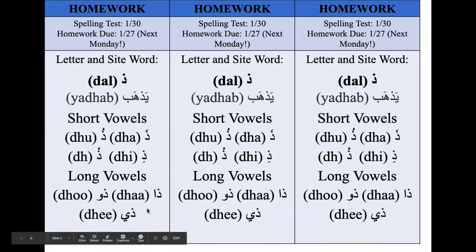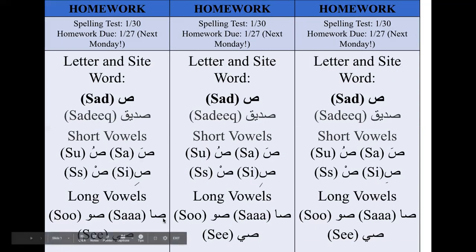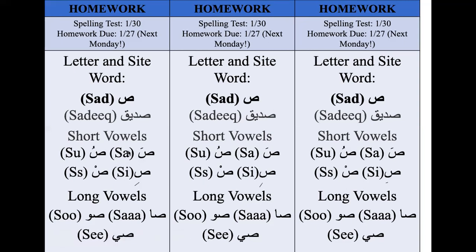When we move down to long vowels, they are friends with one another. So you have your short A here, and here you have your long A. Here you have your short oo, and then you have your long oo. And then last but not least, you have your short E and your long E. So it's really nice. I say they're friends. The short and long A are friends. The short and long oo are friends. And the E's are friends.